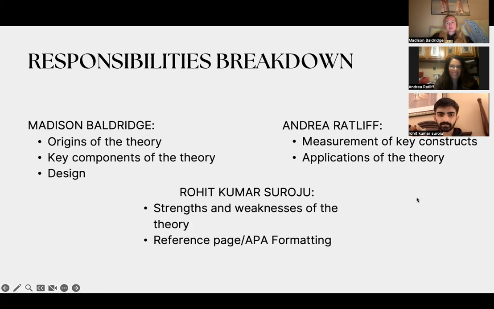And this is our responsibilities breakdown. I was in charge of the overall design of this presentation, and I also was in charge of the origins of the theory and the key components of this theory. Andrea was responsible for the measurements of the key constructs and the applications as presented. And Rohit, I'm responsible for the strengths and weaknesses of the theory, reference page, and written APA formatting.